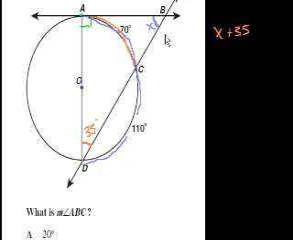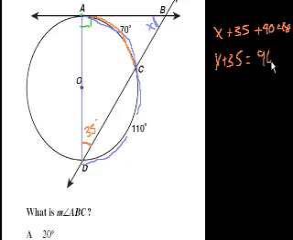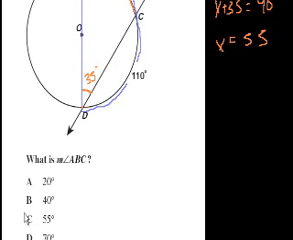Now we can figure out x, because x plus 35 plus 90 is equal to 180. So you get x plus 35 is equal to 90. X is equal to what? X is equal to 90 minus 35, which is 55, which is choice C.